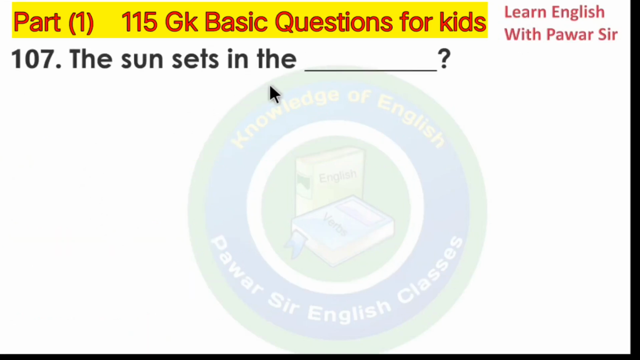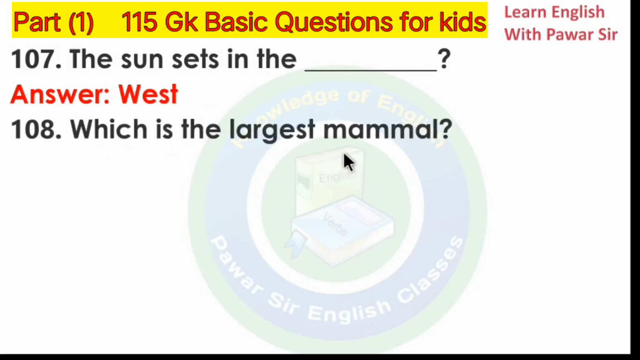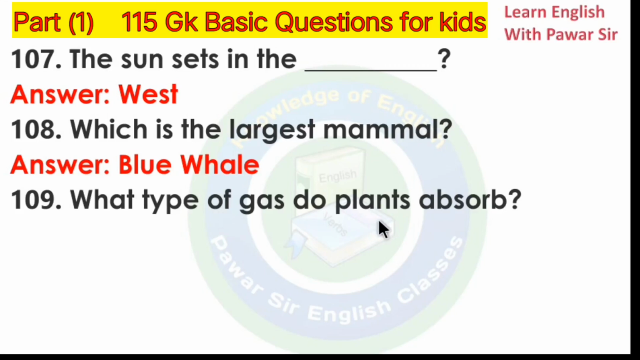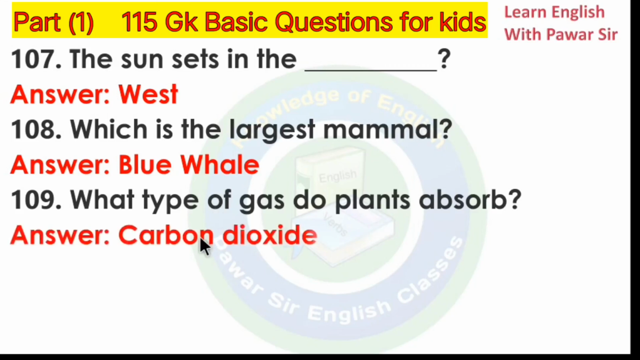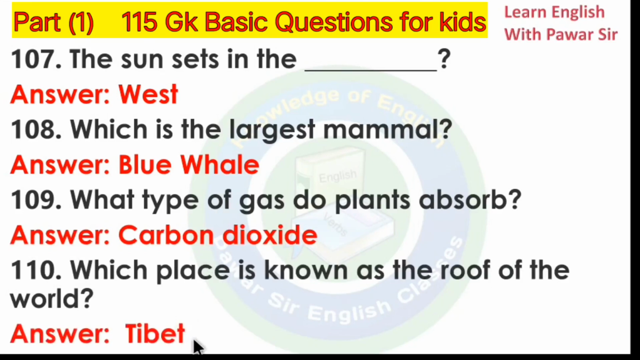The sun sets in the west. Which is the largest mammal? Blue whale. What type of gas do plants absorb? Carbon dioxide. Which place is known as the roof of the world? Tibet.